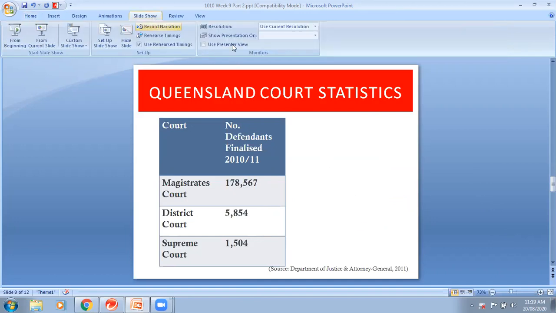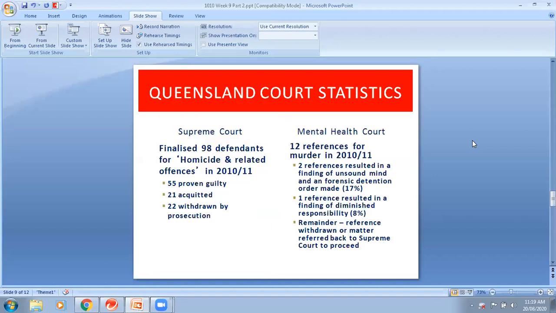So if you think about those sheer high numbers there, and look at the same time for the mental health court, 12 references for murder. 2 of those resulted in a finding of unsound mind and a forensic detention order. 1 resulted in diminished responsibility, and the remainder, the reference to the mental health court, was either withdrawn or they were referred back to the Supreme Court to proceed with the trial.